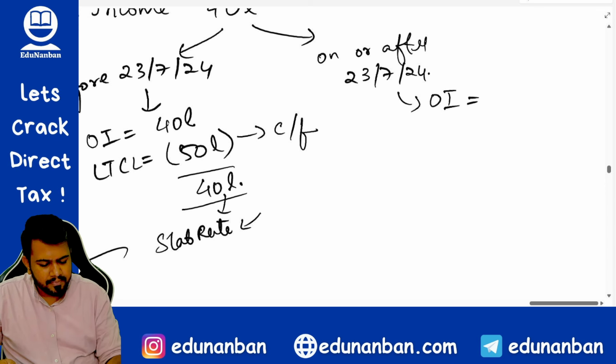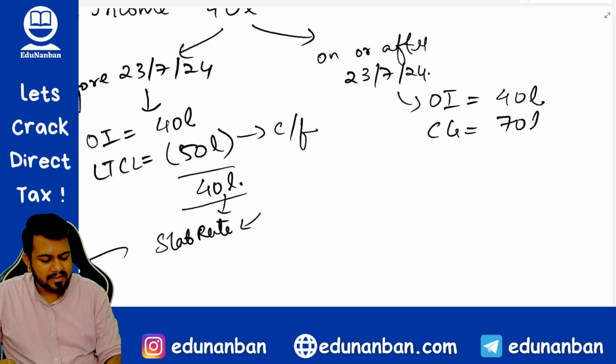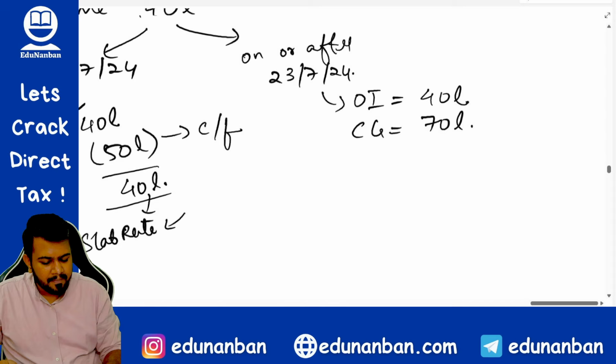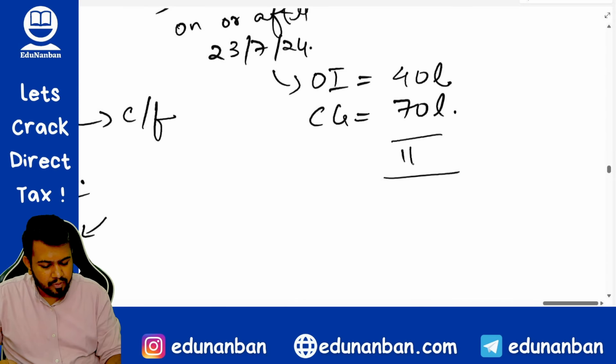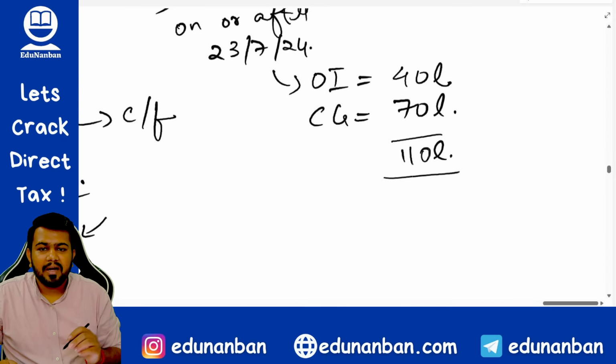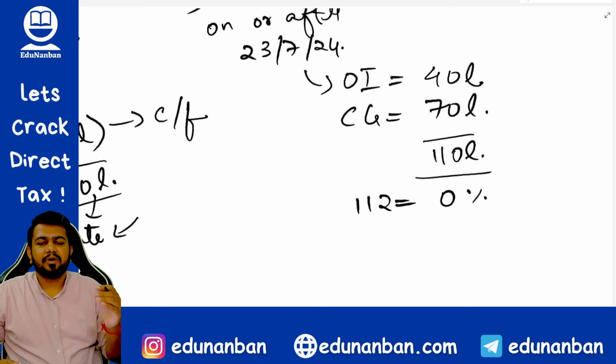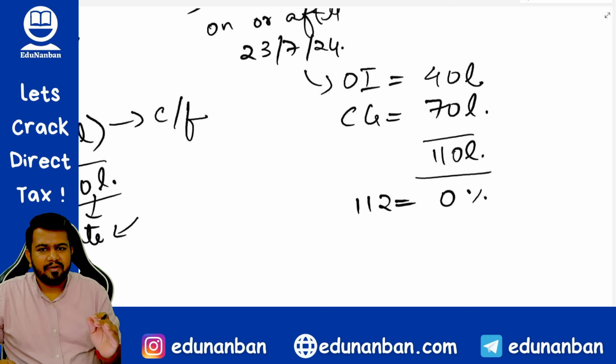Now what happens? Other income is 40 lakhs. Okay, capital gain 70 lakhs, because indexation has been removed. The change has only been brought in the tax rate section. So the total income will not change. So what is the total income now? Total income is 110 lakhs. So now the assessee on 112, there will be no tax, 0% tax, because the benefit has been taken under 112 to pay the lower tax as per indexation benefit.